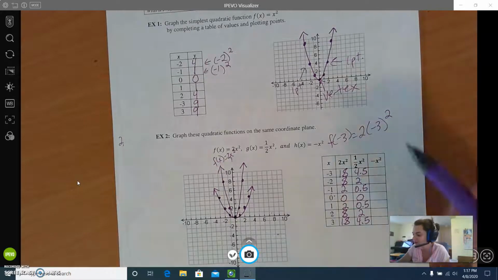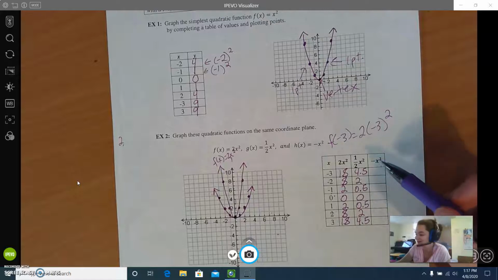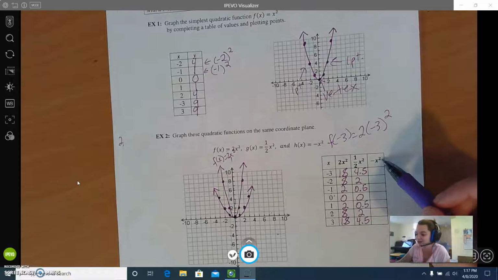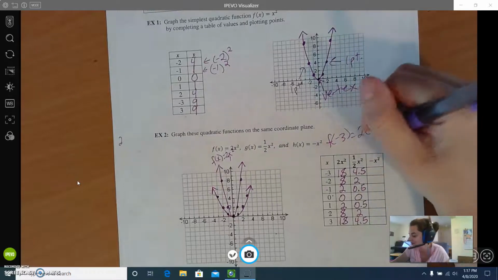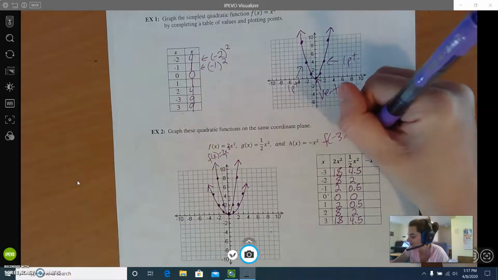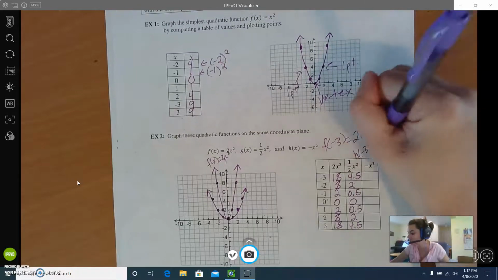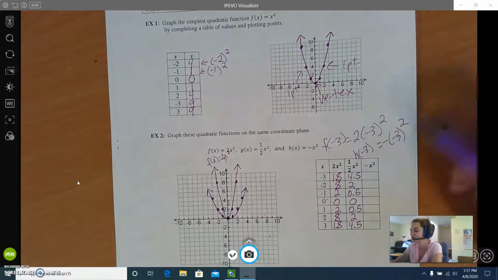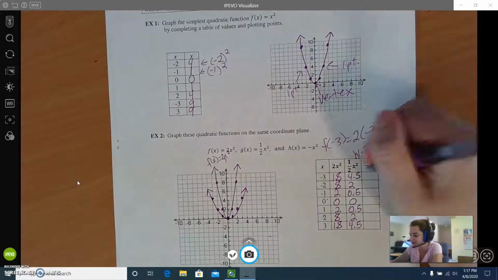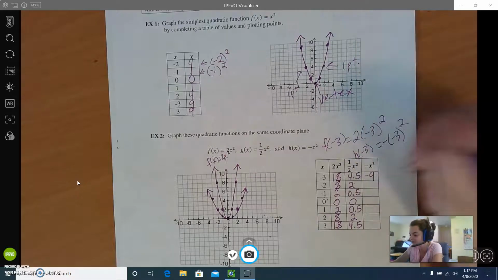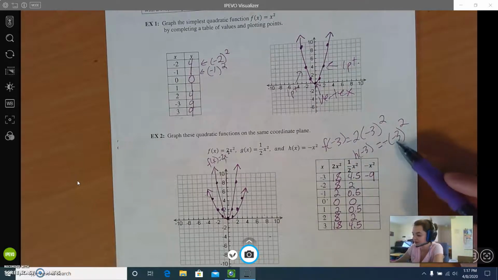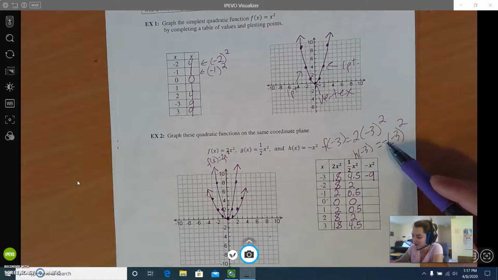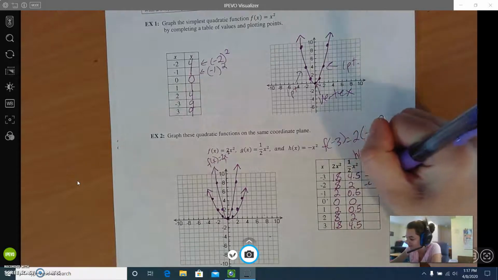Last one is, what if we throw a negative on top? So what if we do negative times x squared? And remember what this is. So like for negative 3, this would be the opposite of negative 3 squared. So you do negative 3 squared first, which would be 9, and then the opposite of 9 is negative 9. With negative 2 squared, that would be 4, and the opposite of 4 is negative 4.